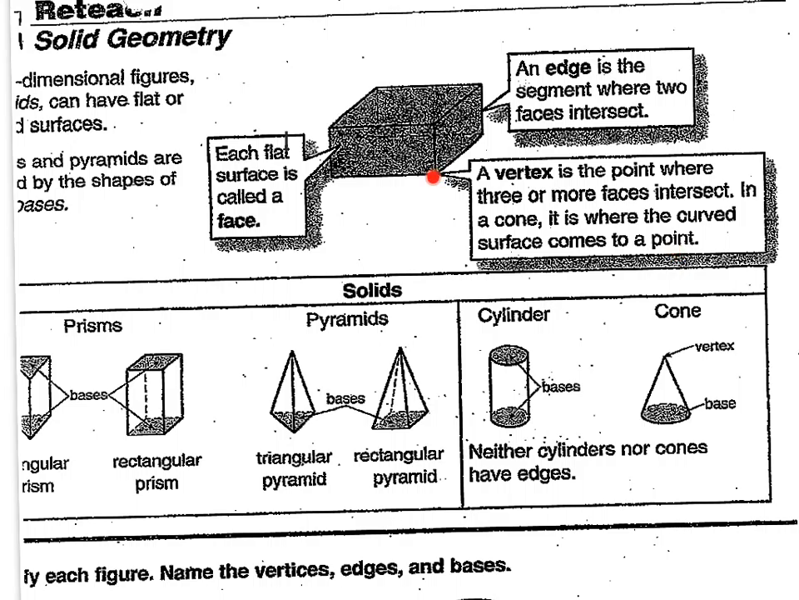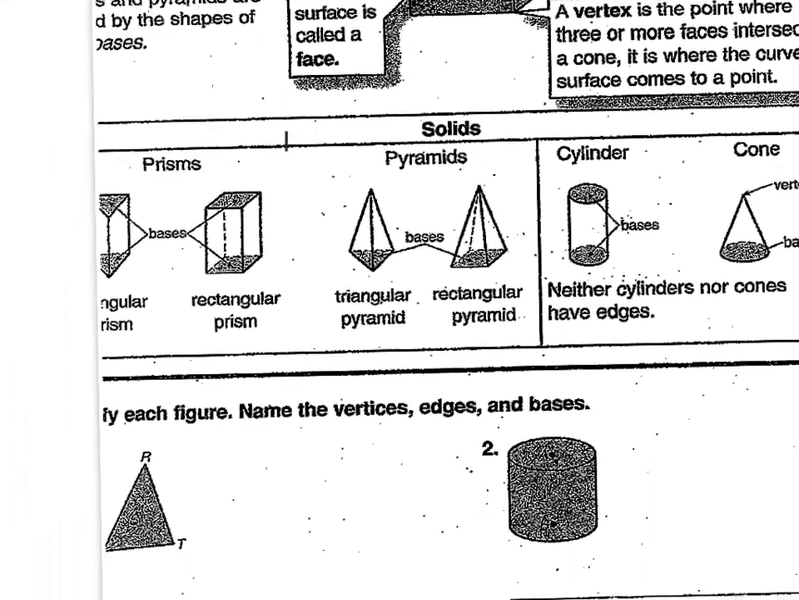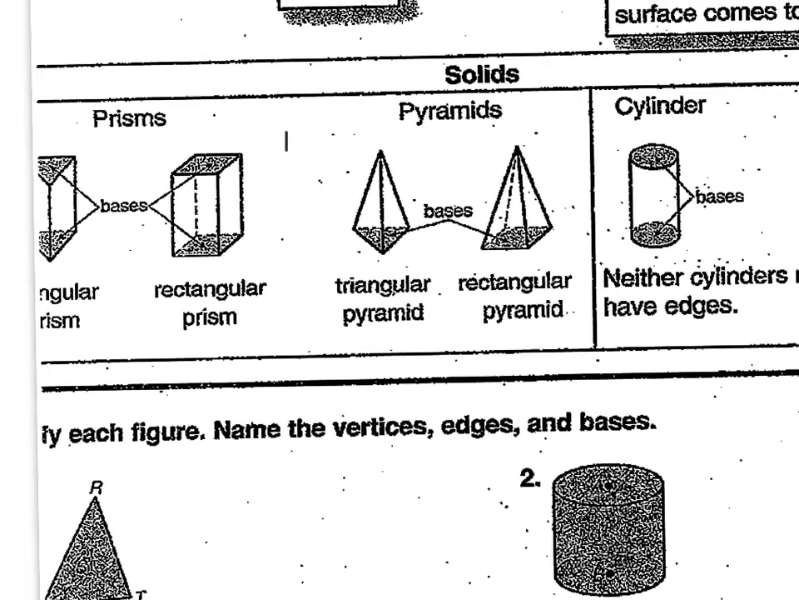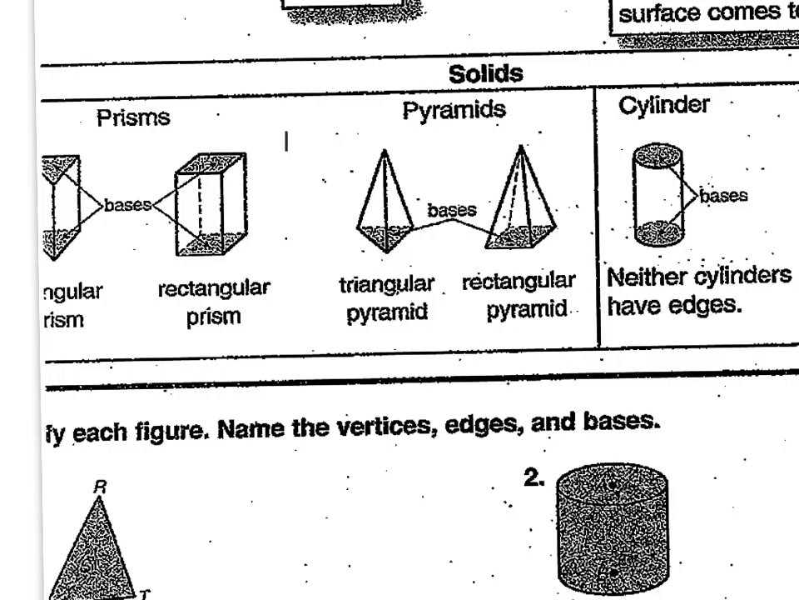So this is one vertex, 2, 3, 4, 5, 6, 7, 8. So it's 8 vertices. Now prisms. The prism is called by the name of the base. Okay, so this right here is a square, so this is a square prism. If this is a rectangle, then it's a rectangular prism.